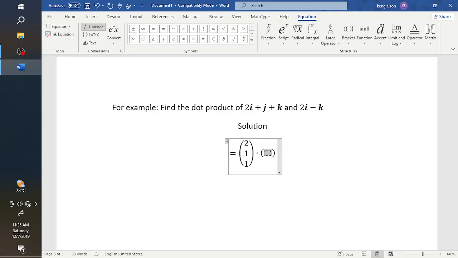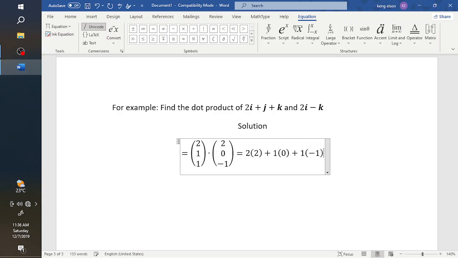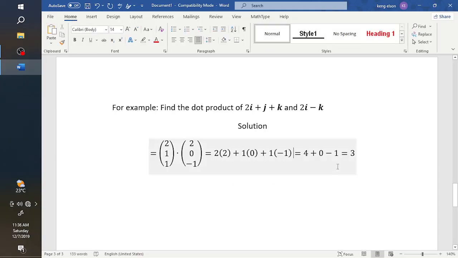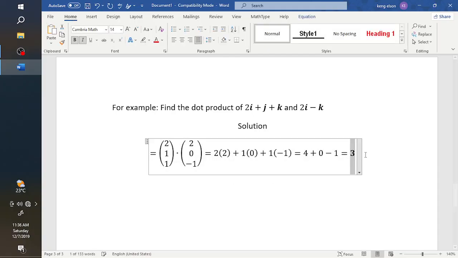Now in the second vector, for i is 2, for j is 0, because we can't find j. Once you can't find a component, you write it as 0, and then for k is -1. So you're going to have 2 times 2 plus 1 times 0 plus 1 times -1. Now what is the answer going to give us? 2 times 2 is 4, 1 times 0 is 0, 1 times -1 is -1. So the answer is equal to 3. Is it okay? So the dot product of those two vectors is equal to 3.